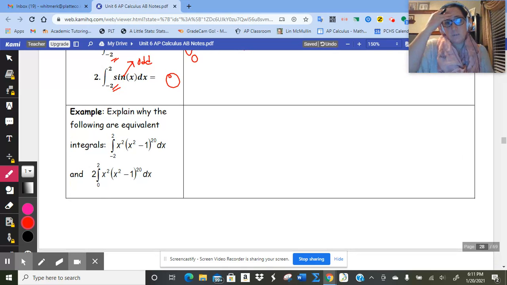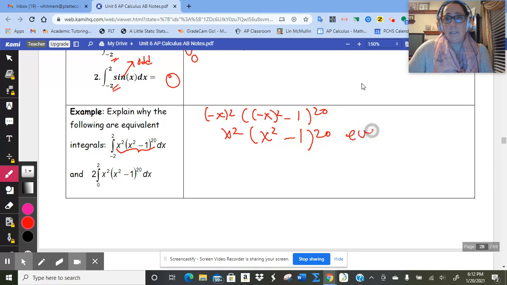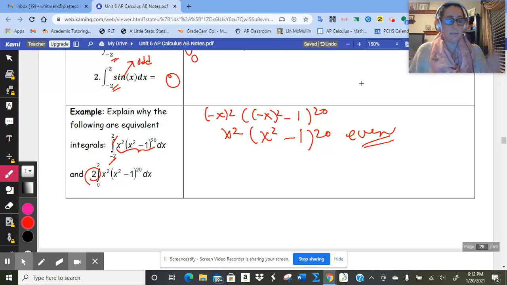Okay, so the next one says explain why these are equivalent integrals. Well, what type of function is this? If I plug in a negative to all of the x's, I get exactly the same thing because they're all even powers. And so this is an even function going on. And so when I have an even function, and I am going from the opposites, then I can just double.